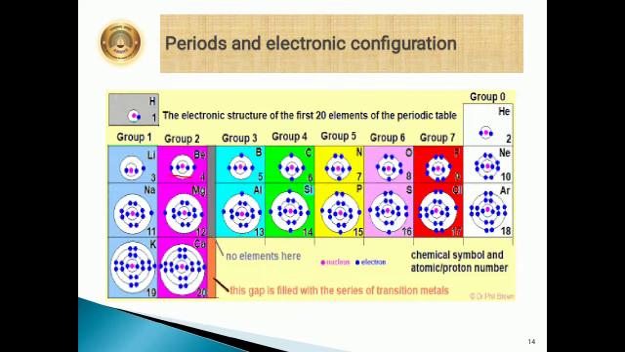See, here you can see it more in detail. In group 1, lithium, the atomic number of lithium is 3, means there are 3 electrons: 2 in the K shell, 1 in the L shell. Now let's just look at beryllium, 2 and 2, boron, 2 and 3, carbon, 2 and 4. So if you see, the number of shells is the same there, but the number of electrons is increasing.